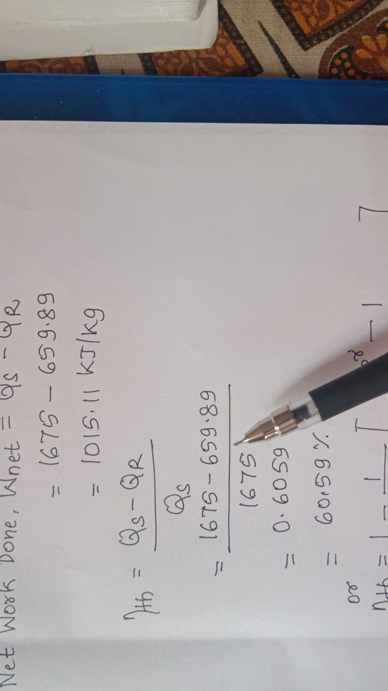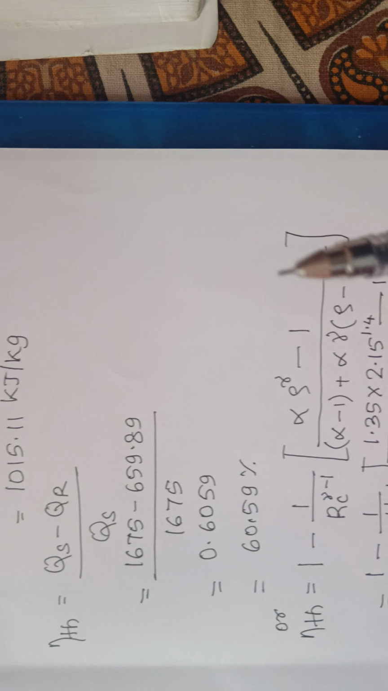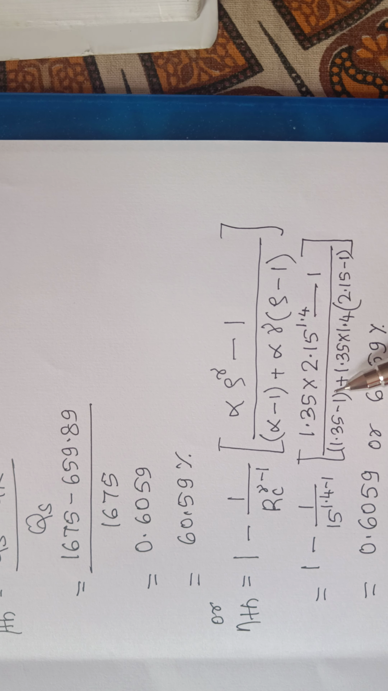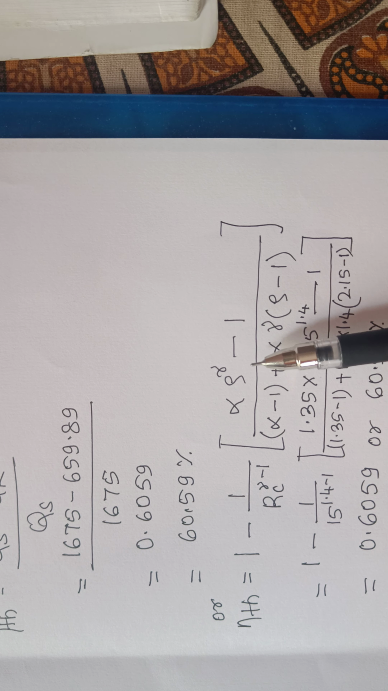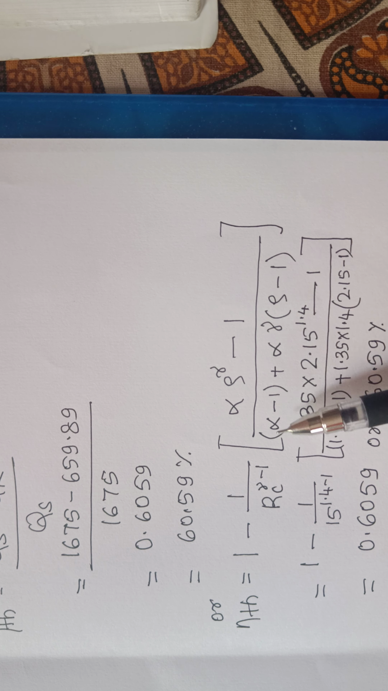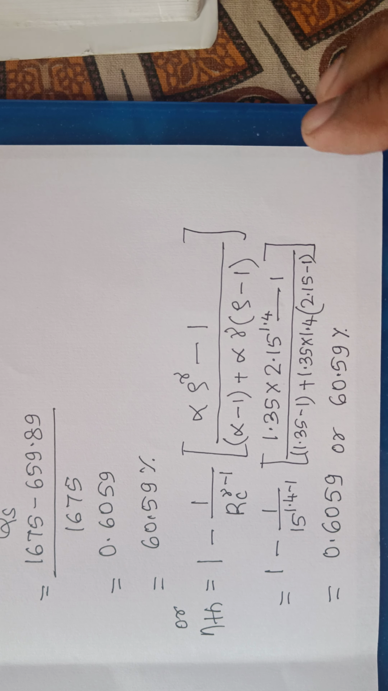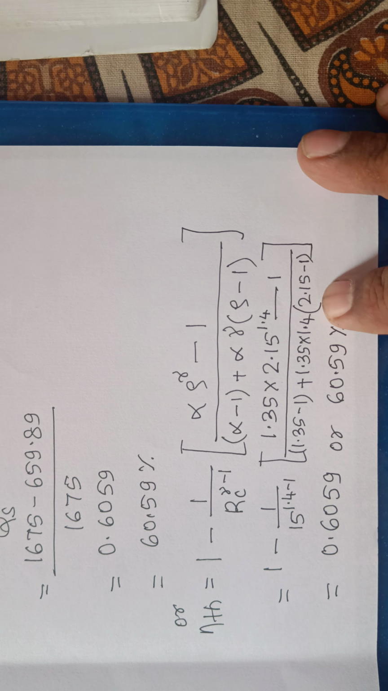Then efficiency, QS minus QR by QS, or you can use the air standard efficiency equation, 1 minus 1 by RC to the power gamma into bracket alpha rho to the power gamma minus 1 divided by alpha minus 1 in the bracket plus alpha gamma in the bracket rho minus 1. Using this equation, find out the value of thermal efficiency.